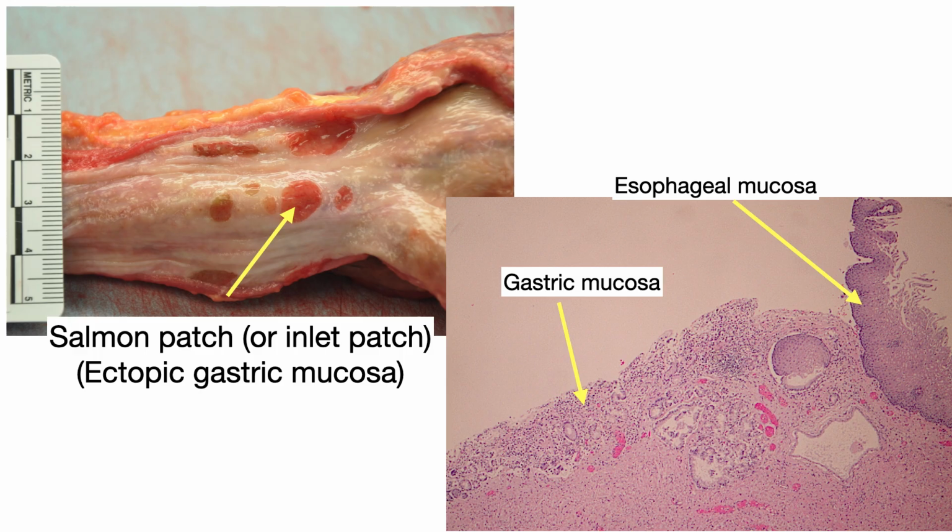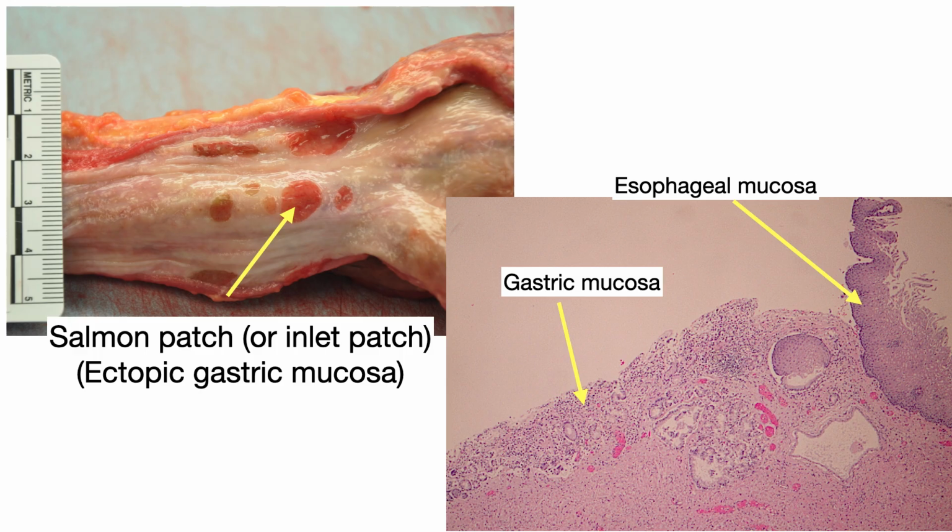So ectopia. This is in the proximal esophagus. The first time I actually saw this, I thought it was intubation injury, and then somebody on Twitter explained to me that no, I think this is a salmon patch, and so I started looking more, and they were right, I was wrong. And so it's a salmon patch. You can see it's kind of the color of salmon. They're also called inlet patches, and it's basically ectopic gastric mucosa. So we're at the top of the esophagus, so we shouldn't see gastric mucosa there.